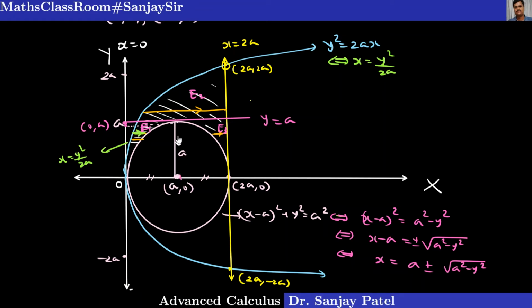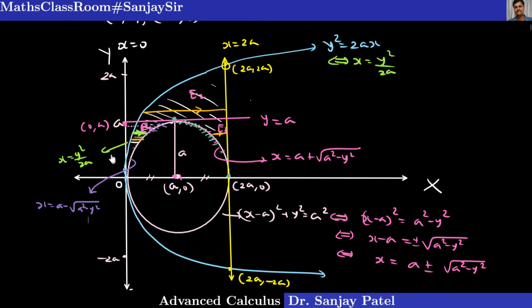x is equal to a is here, so this distance is x equal to a, and a plus something will come here on this part. So the equation of this circle is x is equal to a plus square root of a square minus y square. For this arc, from this critical point to this point, the equation of this part is x is equal to a plus square root of a square minus y square. On the negative side, the equation of this part of the circle is given by x is equal to a minus square root of a square minus y square.